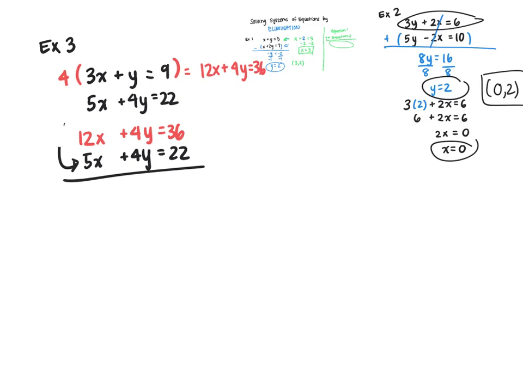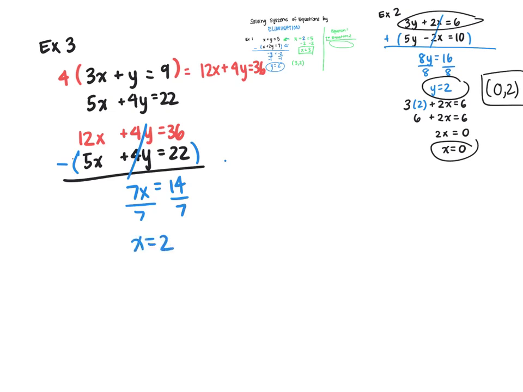subtract. Let me just erase this to get some space. We can subtract this to eliminate the y's, because 4y minus 4y is 0. 12x minus 5x is 7x. And 36 minus 22 is 14. Divide by 7 on both sides, and we get x equals 2.